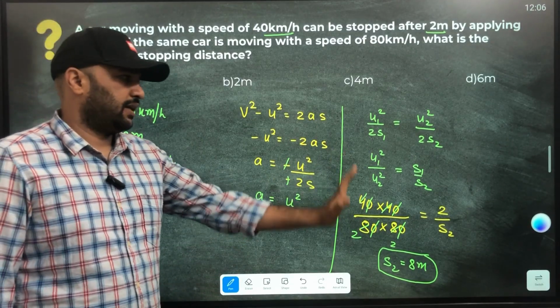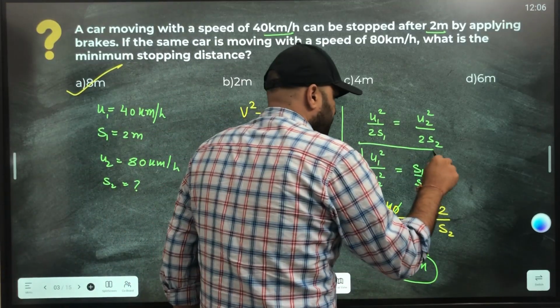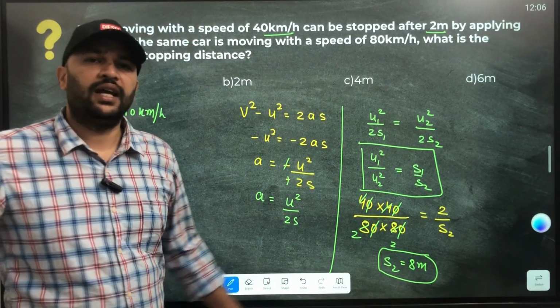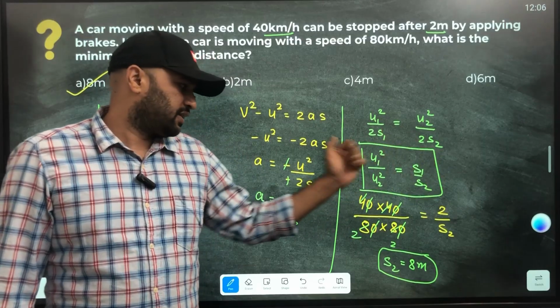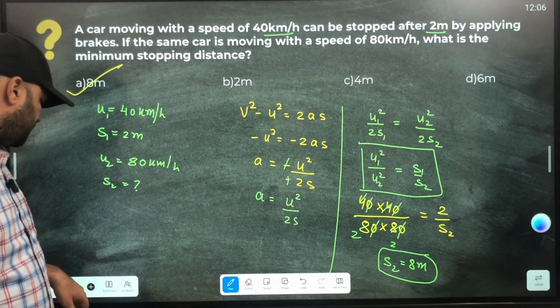I hope this is clear. Most of the time teachers say to just remember this expression and substitute it directly to figure it out. How we got this expression, you can see in this particular case. Let's see the next question.